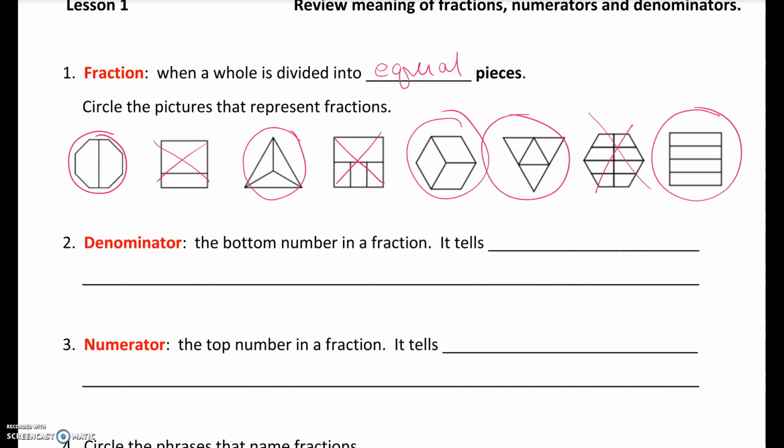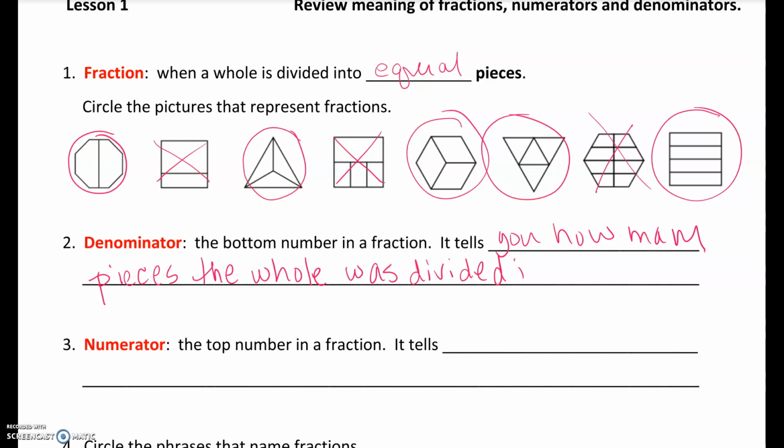So the denominator is the bottom number in a fraction, and it tells you how many pieces the whole was divided into. Okay, so this first one here, the denominator would be 2 because it's divided into 2 pieces. This triangle is divided into 3 pieces, so the denominator would be 3. This one is also divided into 3 equal parts. This one here is divided into 4 equal parts. And this last one is also divided into 4 equal parts, so that would be the denominator.